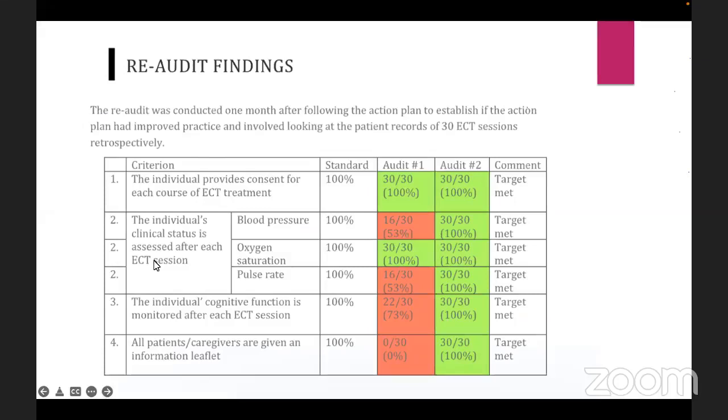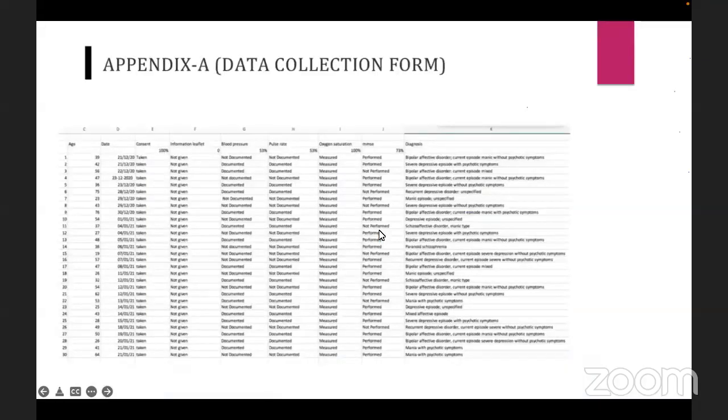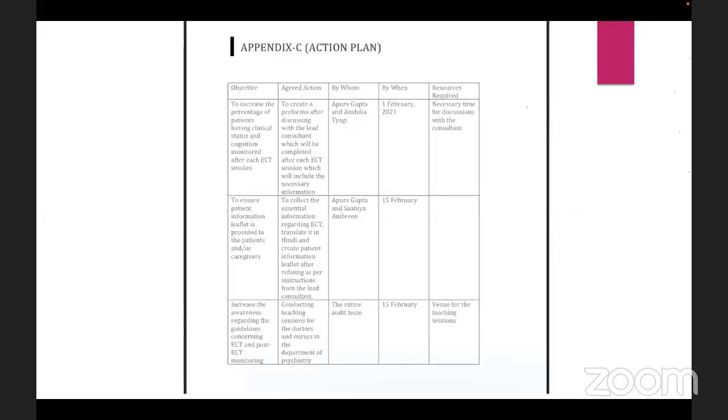This is how you will prepare your table, which will help you explain everything to your consultant or to your interviewers, right? This is how I collected my data. I simply put the age, date, if the consent was taken, all my standards, right? Pulse rate, BP, oxygen saturation. It is that simple. I did not do anything which we do in research where we need to analyze data using statistics. Here we don't have to use any statistics. It's simple, 50 patients out of 100, right? So it's simple. Now this is the action plan.